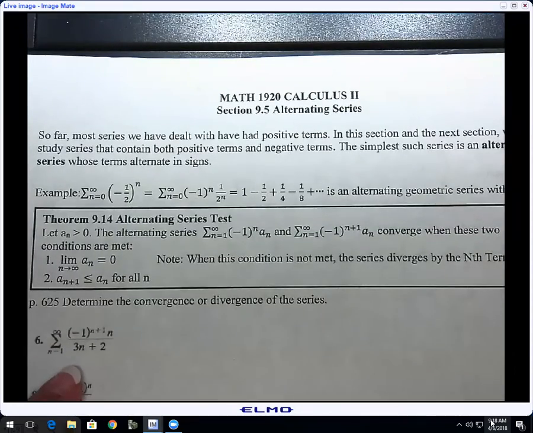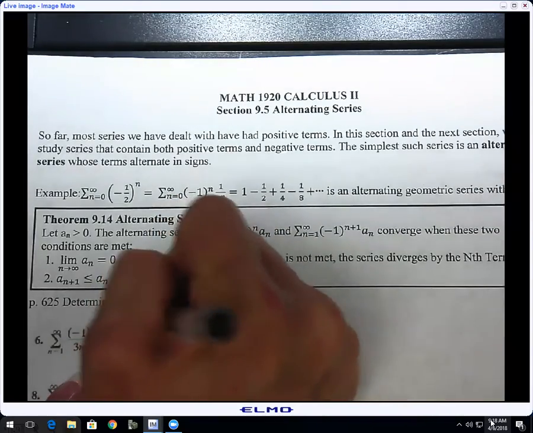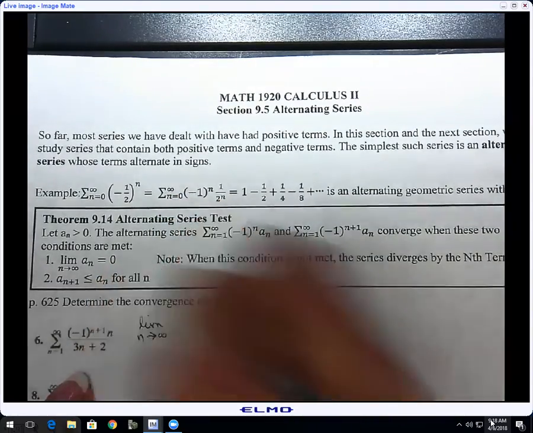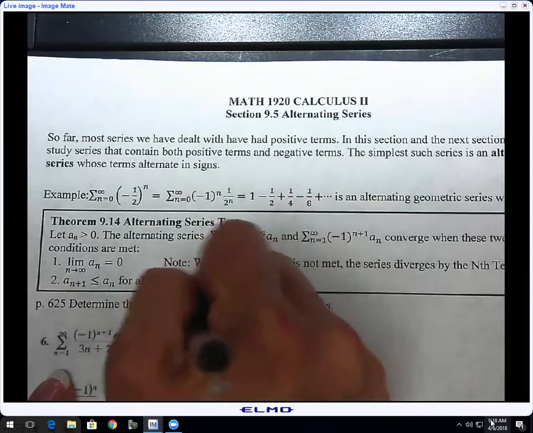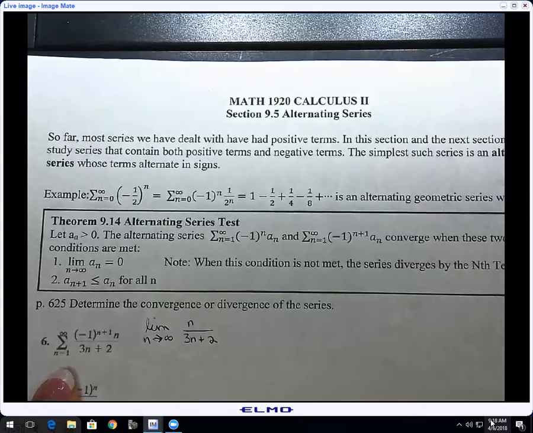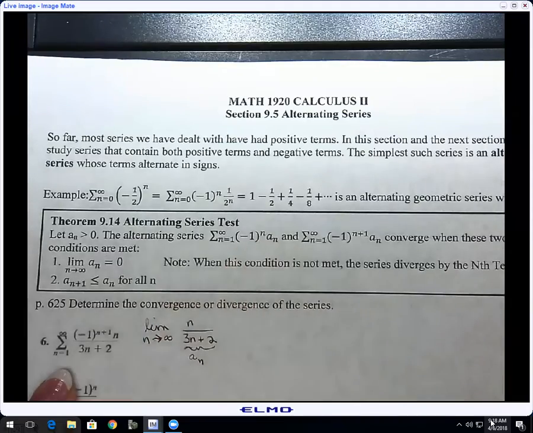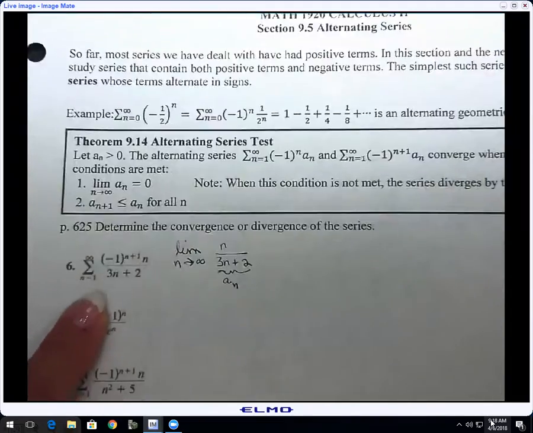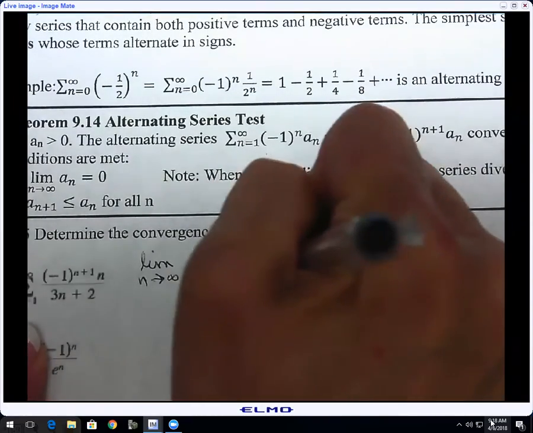Determine the convergence or divergence of the series. This is an alternating series because of the -1 to the n plus 1. We're going to just look at whether the limit as n goes to infinity of the rest of the function without the alternating part, the n over 3n plus 2, is 0. This is the a sub n right there. Is that limit 0? No. That limit's 1/3.